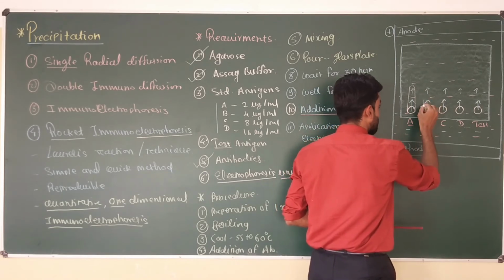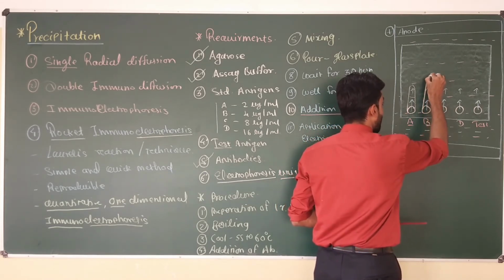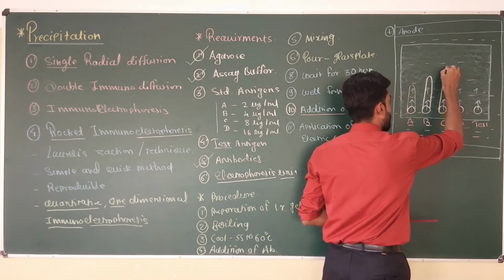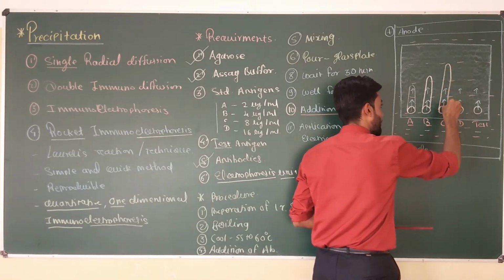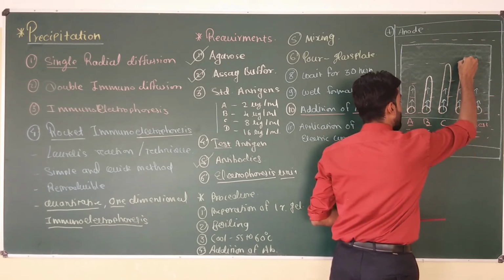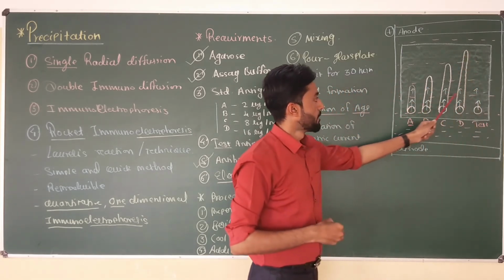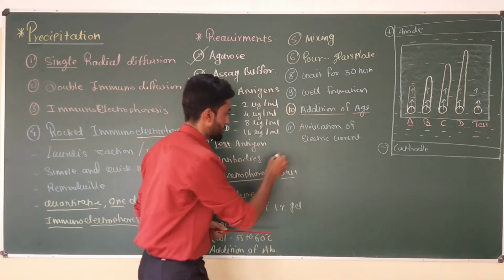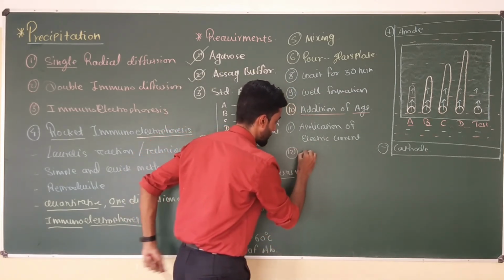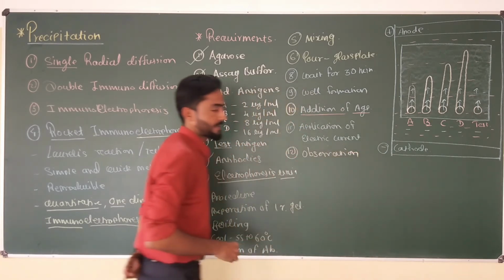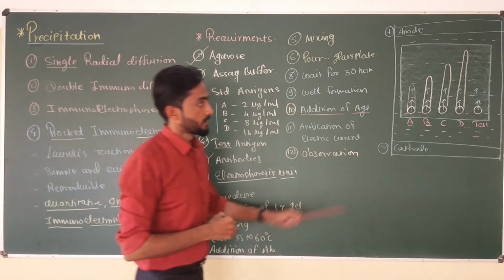These lines are produced in the form of cones or in the form of rockets in the gel. So this type of precipitation line is observed. The next step is observation and conclusion. You have to observe the gel carefully, and then you have to make a conclusion.